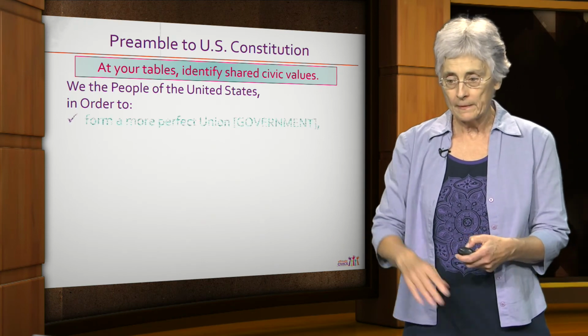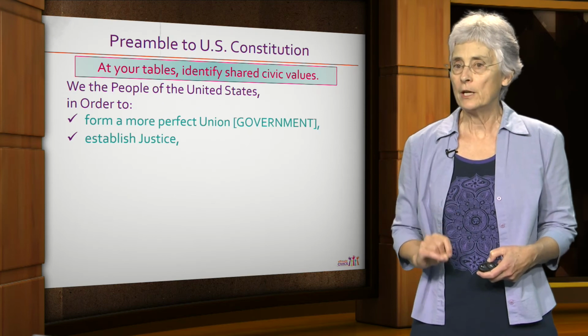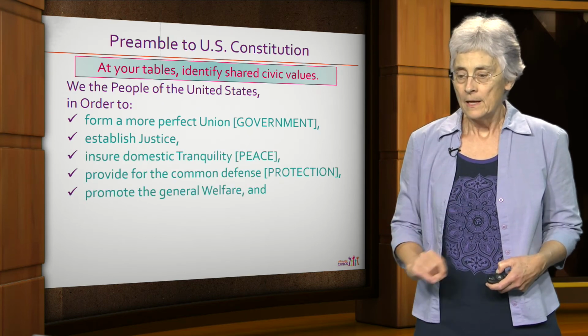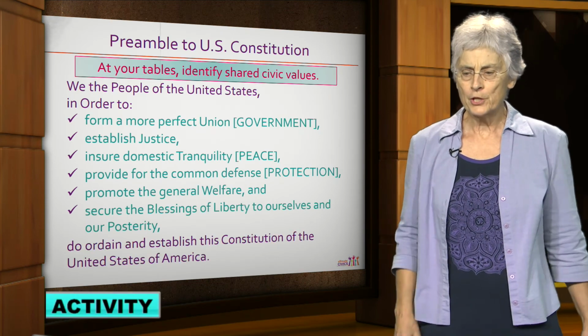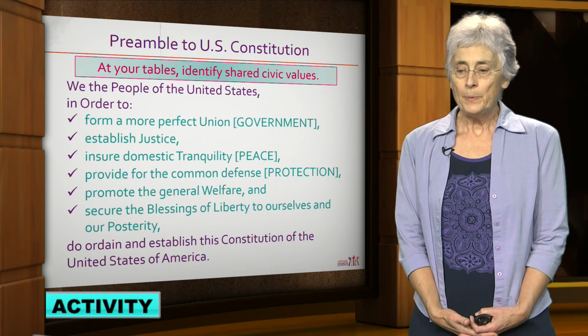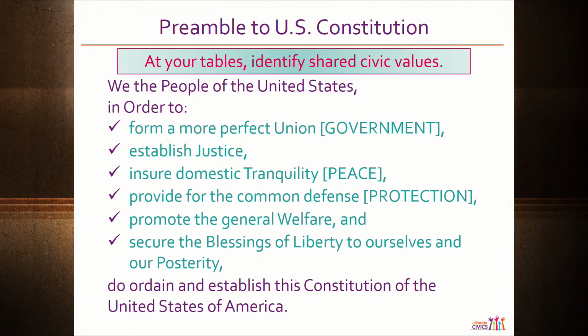So let's now look at the preamble to the Constitution. And again, one more time, identify shared civic values in this as a small group activity. And there's no circles or anything fancy this time, but it's the preamble. We, the people of the United States, in order to form a more perfect union, so there it is, one value is our government. That's what we're striving for. To establish justice. Justice, fair treatment of each other, that's another value.